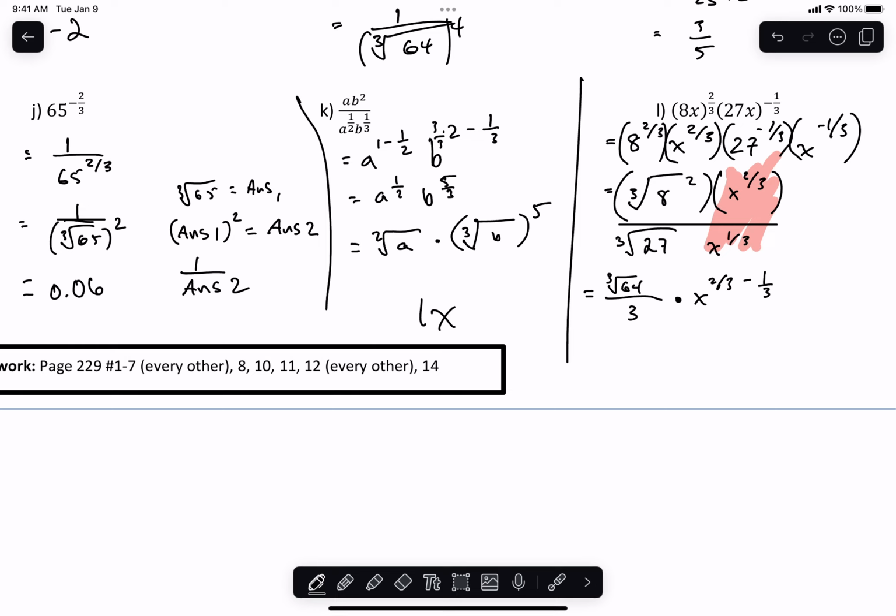The cubed root of 64 is what? What number times itself gives me 64? What number times itself 3 times gives me 64? Is the question. 4. Okay. So I get 4 over 3 multiplied by x to the what? 1/3. Which could be finally rewritten as 4x to the 1/3 over 3.